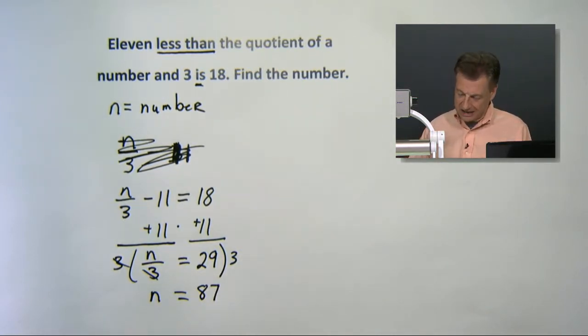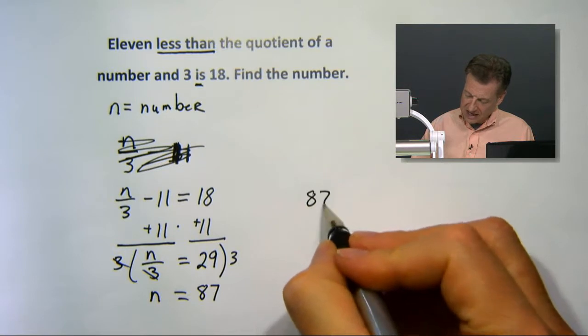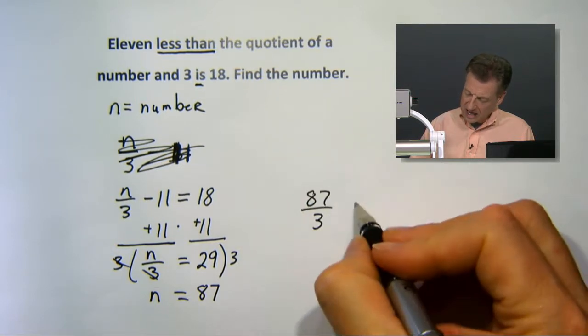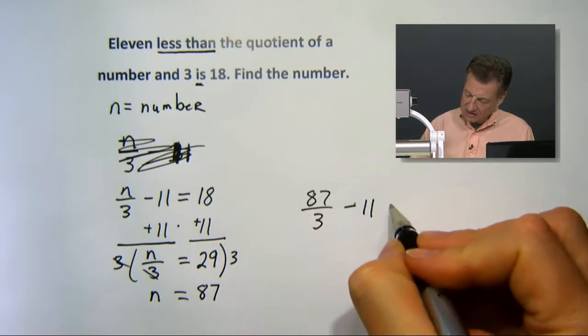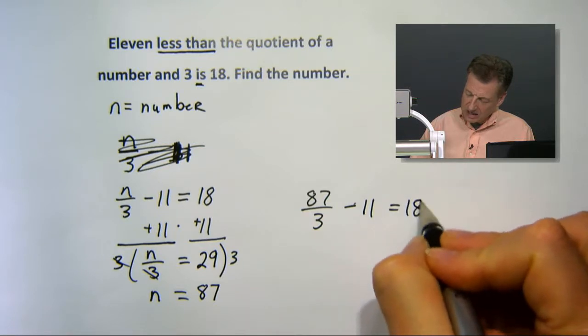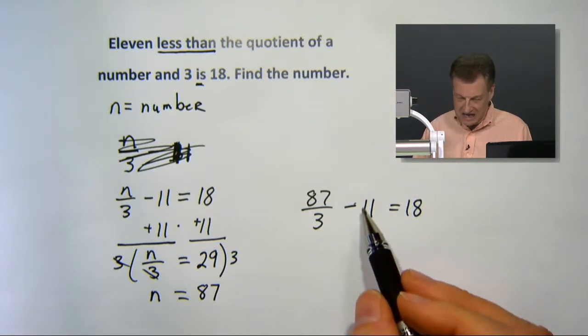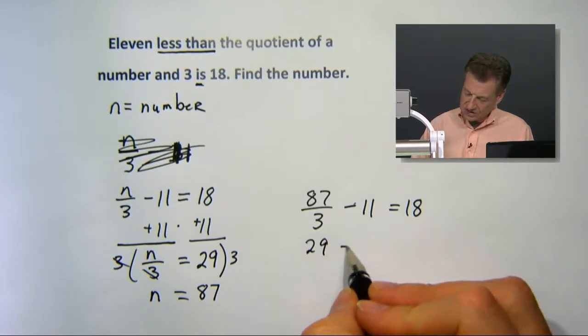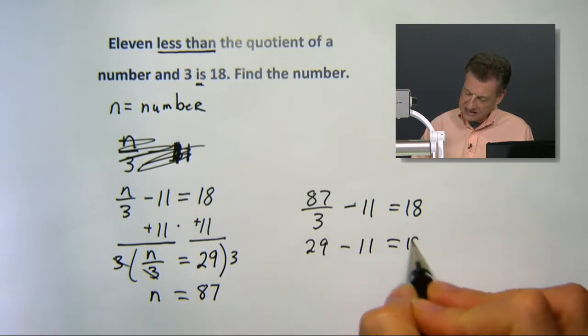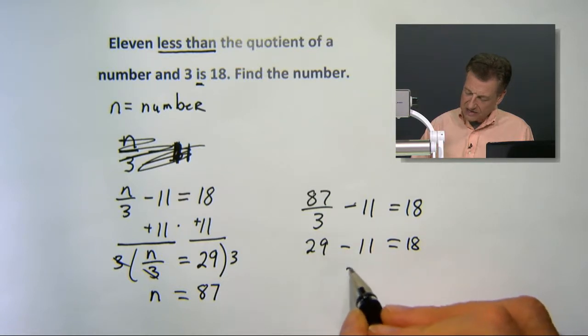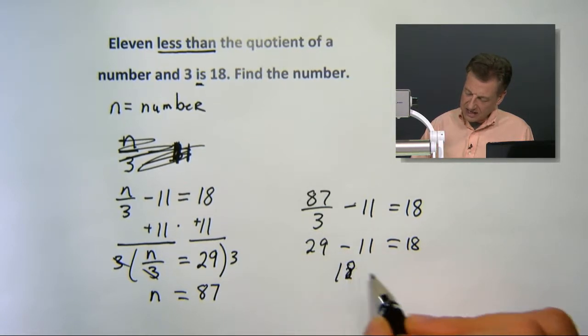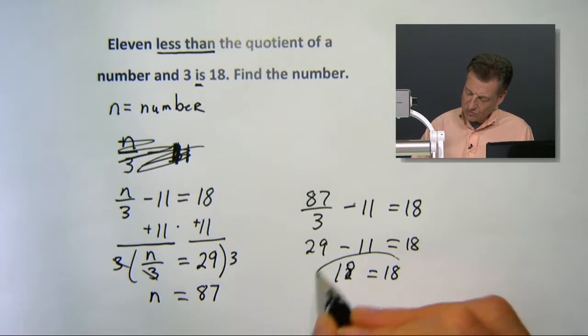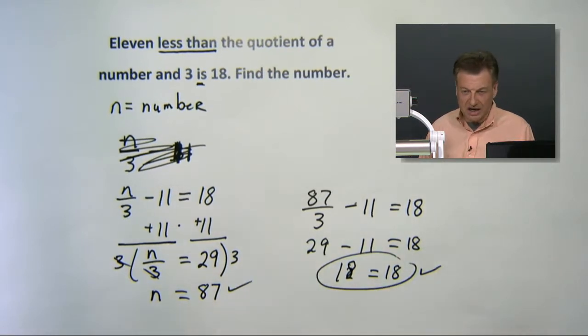Quick check. If we take 87 divided by 3 and we subtract that 11, do we come up with the number we're looking for? In other words, 11 less than this value here, which happens to be 29. So we're saying 29 minus 11, does it give us 18? It surely does. We get 18 to the left, 18 to the right, check, check, and there you go.